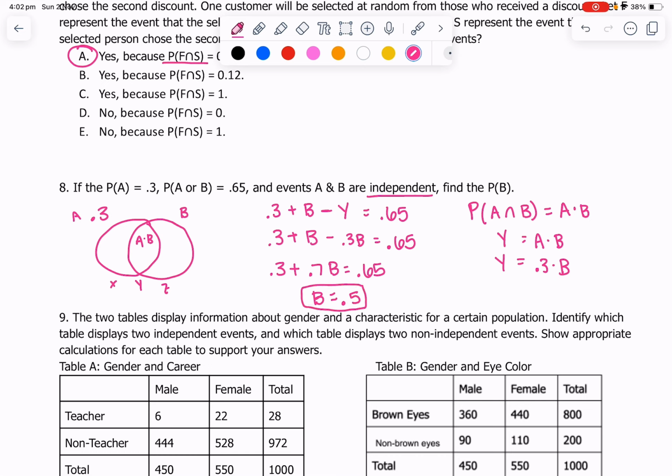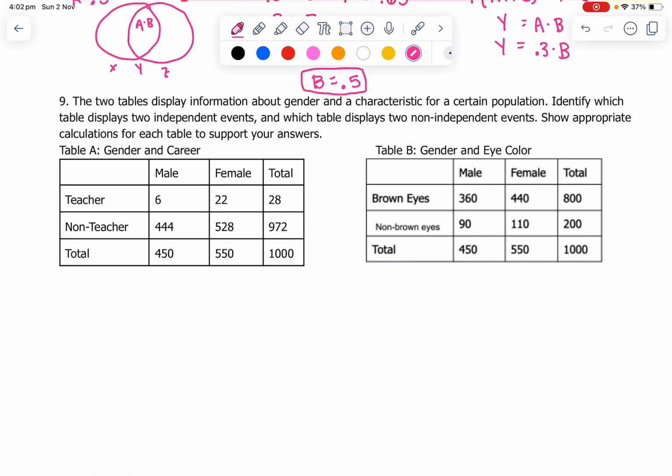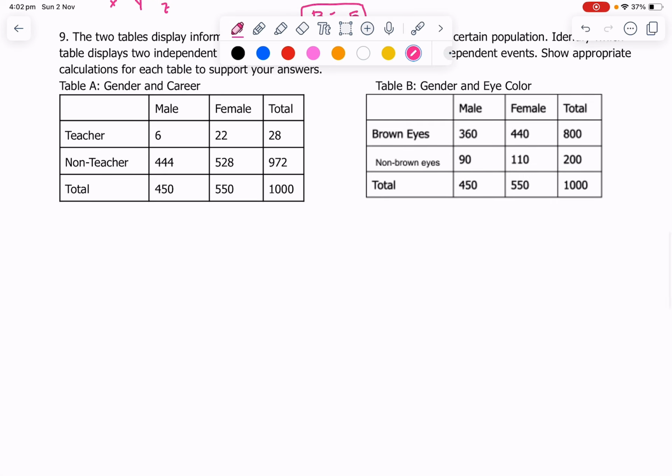So the key there is remembering that when A and B are independent, the probability of both of them happening is just A times B. That only is true for independent events. All right, lastly, we have two characteristics in each of these tables, and we know one of them is independent and one of them is dependent. So based on just what you know about the world, you can probably figure out which is which. But we have to mathematically justify and support our answer. There's a bunch of different ways that you can do each of these. So your method might not have exactly matched mine, but that's fine. There's multiple right ways to get the answer.